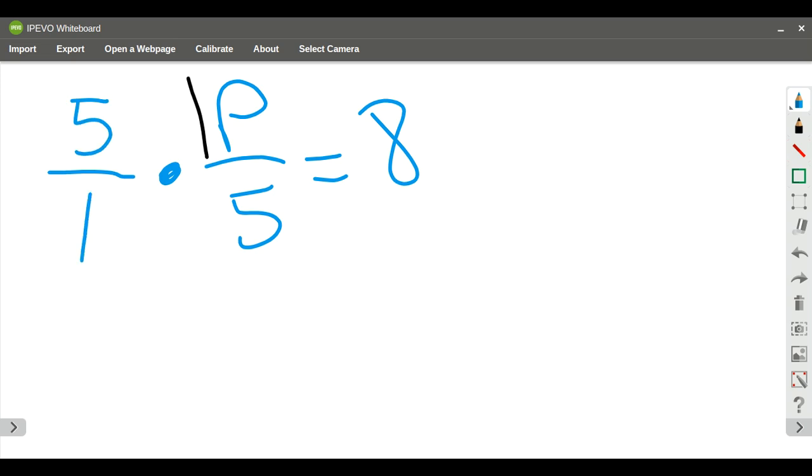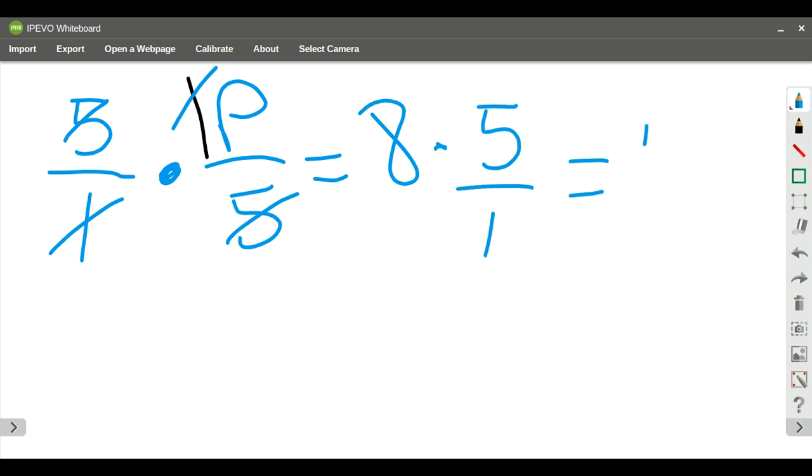5/1. Now, when I do this, we talked about the cross canceling, right? 5 and 5 are going to cancel each other out. The 1 and 1 is going to cancel each other out. And then all I'm left with is that variable. And then on this side, I'm going to multiply 8 by 5/1 to get 40. So P is going to be equal to 40.